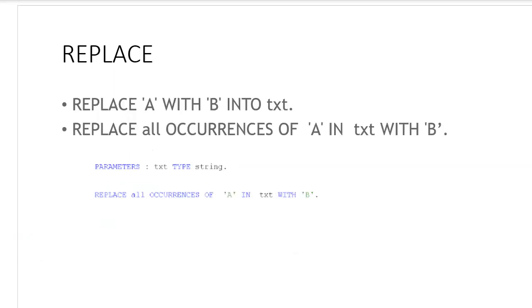Let's go for the replace. Replace is replacing one character with something else. You can point a specific character and replace it by something. You can do it once or you can do it for all of the cases. For all of the cases, you can use replace all occurrences of something in the text string with the character to be replaced with. Like replace all occurrences of A in the string with B. That's an example you can do. This you can utilize in the string variables.